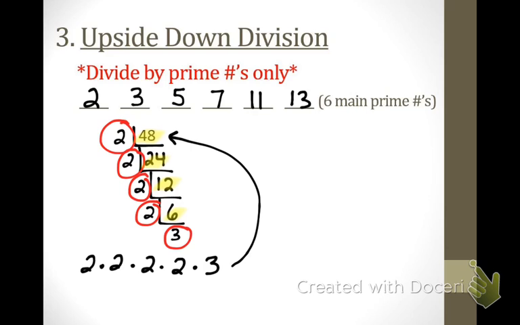There is a way to simplify this. Do you see any numbers repeating itself at the bottom? 2. How many times did we repeat that? 4 times. So instead of saying 2 times 2 times 2 times 2, I want you to write 2 to the 4th power. Is that it? No. You also have to multiply all of that times 3. And that is your final answer. 2 to the 4th power times 3.